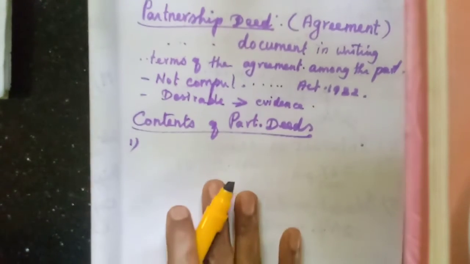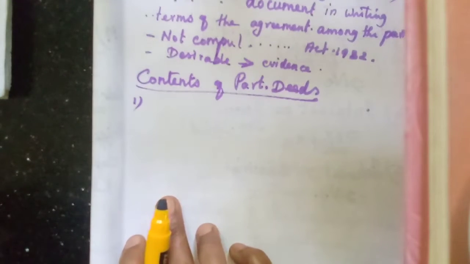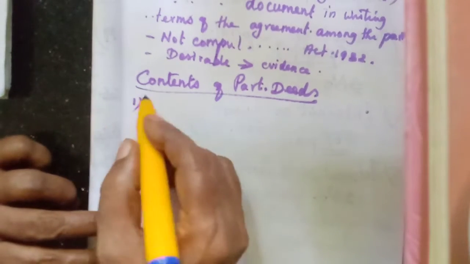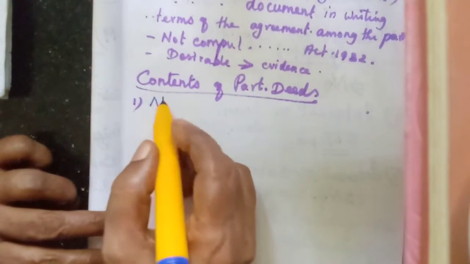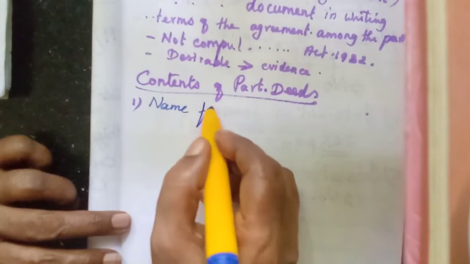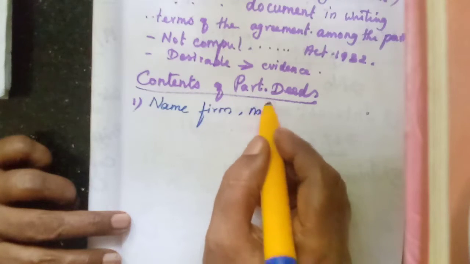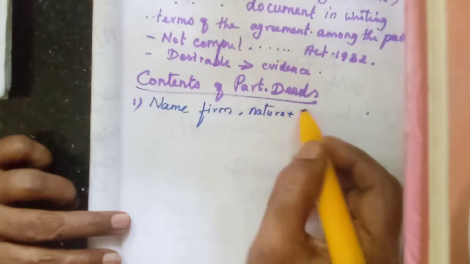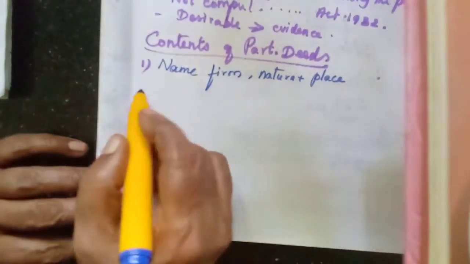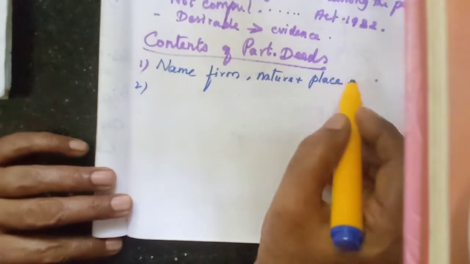Then contents, many contents they have given. Contents of partnership deed. First one, name of the firm, and nature and place of business, what type of business and where the business is situated. So name of the firm, the nature and place of the business.